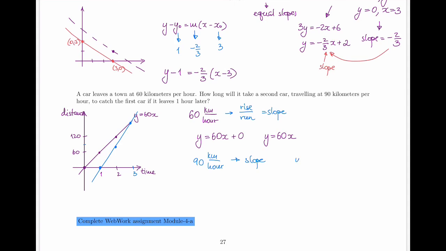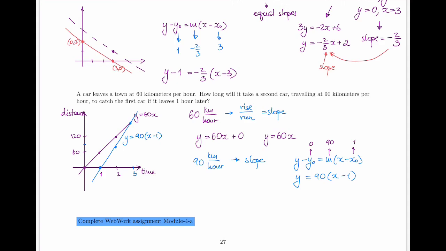So once again here, I can use my point-slope form to come up with the equation of this line. So my slope is 90. And the point that I have is when time, or x, was 1, it had just started off, so the distance was 0. So overall, my equation is going to be y minus 0 equals 90 times x minus 1. Okay, so this is the equation of my second car's travel.